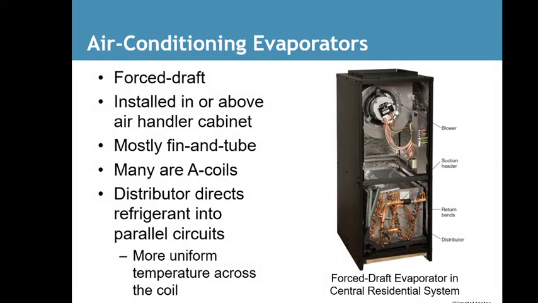Air conditioning evaporators, forced draft, installed in or above an air handler cabinet, mostly fin tube. Many are A coils, with a distributor directing refrigerant into parallel circuits, for more uniform temperature across the coil. Just to let you know, that is not an A coil in the picture, it's an actual N coil. The first N coils and M coils I've ever seen were in ream units.